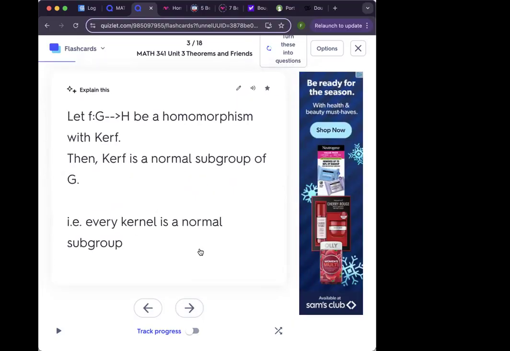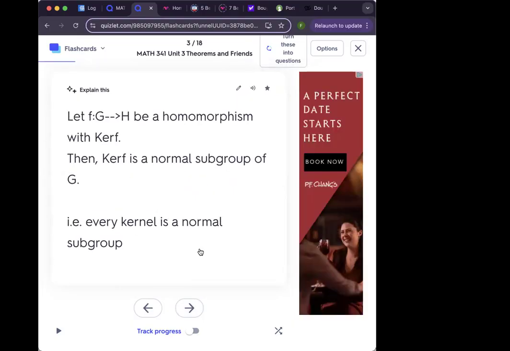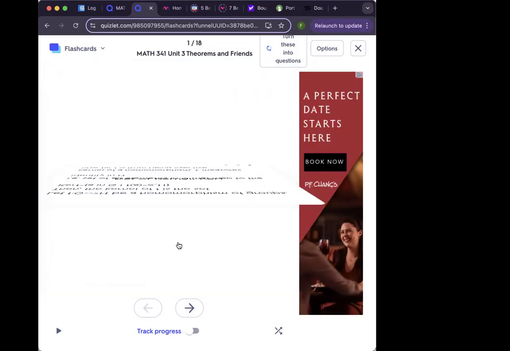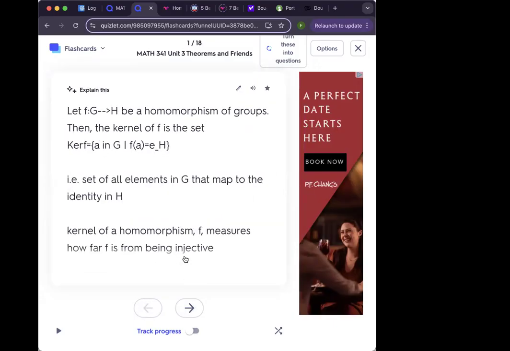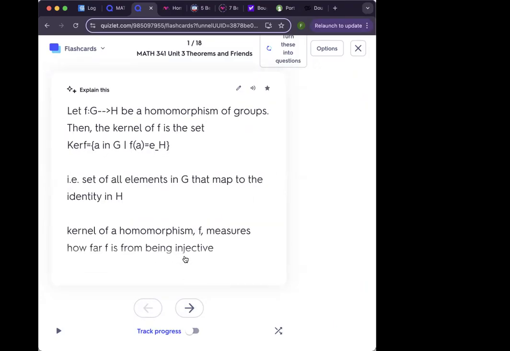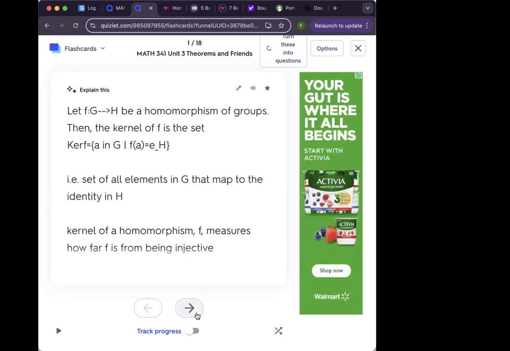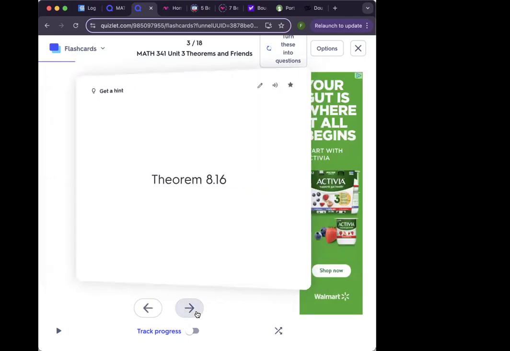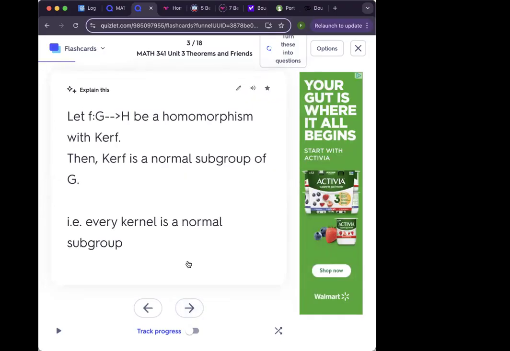Theorem 816. Let F of G to H be a homomorphism with kernel. Then the kernel is a normal subgroup of G, meaning that every kernel is a normal subgroup. I forgot to say that the kernel of a homomorphism measures how far F is from being injective. And this theorem, 816, just basically tells us that every kernel is a normal subgroup of G.